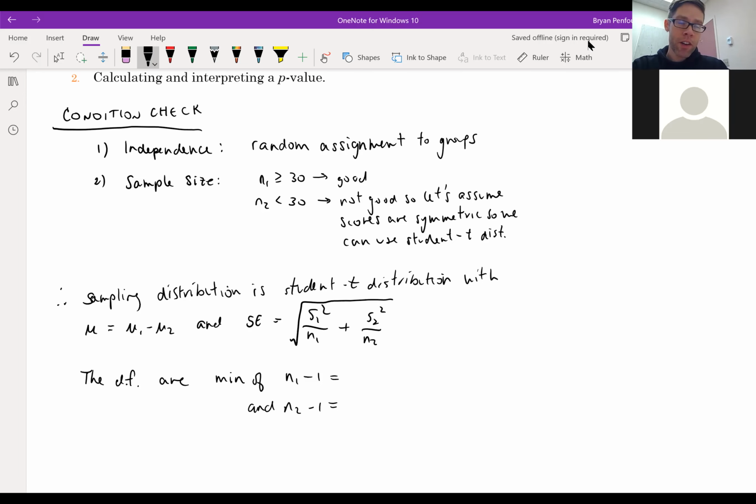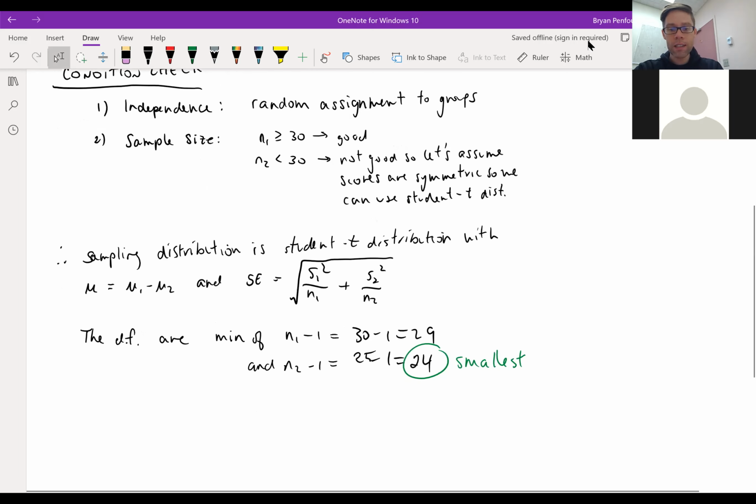Now, the last bit of information we're going to need to talk about our student t-distribution is the degrees of freedom. We're going to take N1 and N2 and subtract 1. So N1 is 30. Let's subtract 1, we get 29. N2 is 25. And by subtracting 1, we get 24. So the minimum, or the smallest of these two numbers, is 24. So the degrees of freedom, or the row that we're going to use for the student t-distribution, is going to be 24.